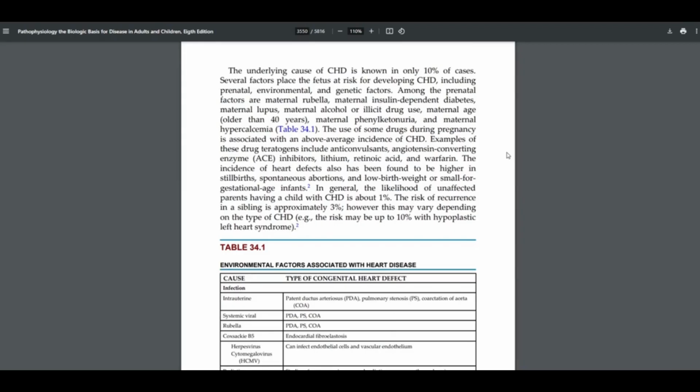The underlying cause of CHD is known in only 10% of cases. Several factors place the fetus at risk for developing CHD, including prenatal, environmental, and genetic factors. Among the prenatal factors are maternal rubella, maternal insulin-dependent diabetes, maternal lupus, maternal alcohol or illicit drug use, maternal age older than 40, maternal phenylketonuria, so ketones in the urine, and maternal hypercalcemia.